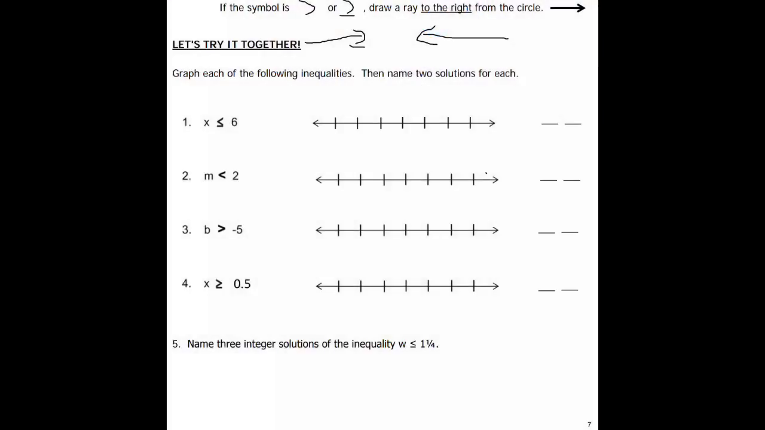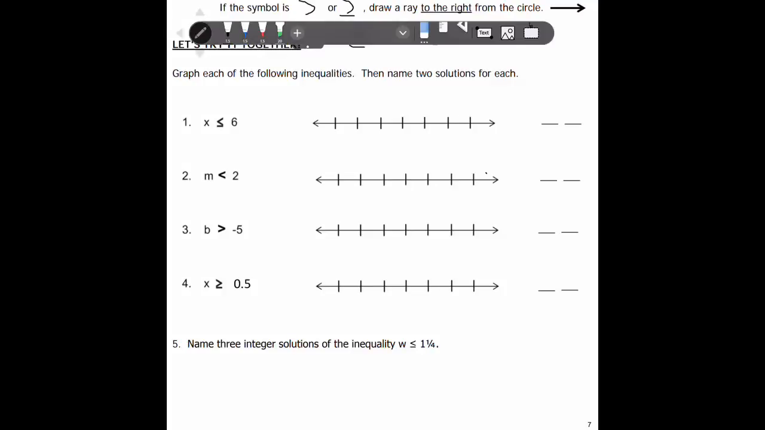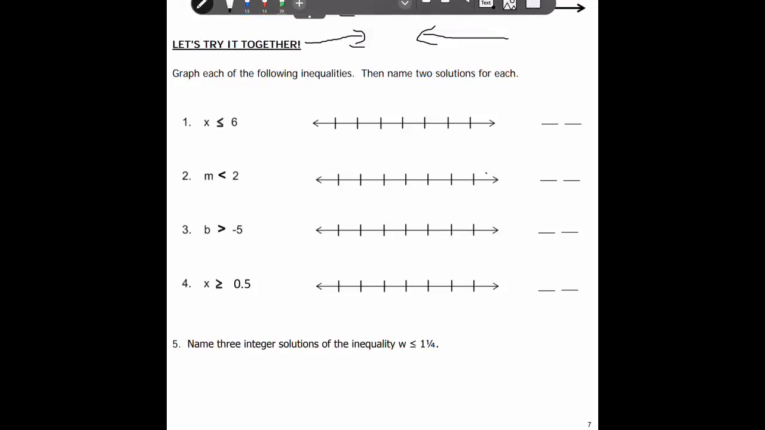Now we're going to try some of these together. So we're going to graph each of the following inequalities and then name two solutions for each. Number 1. X is less than or equal to 6. So we're going to place the number 6 right at the middle of our number line.